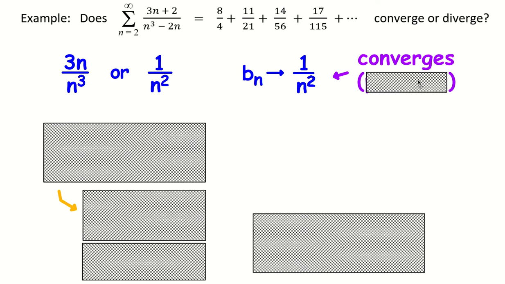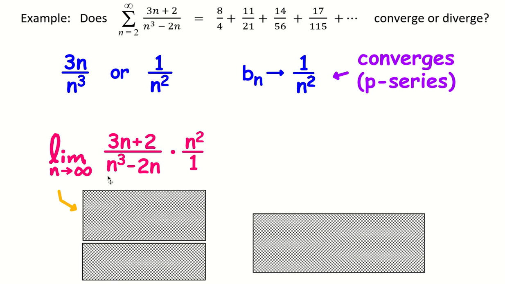It converges by what test? P-series. It's classic p-series. All right, so now that we have our comparison series, it's time to do the limit part of things: a sub n divided by b sub n, multiplied by the reciprocal.